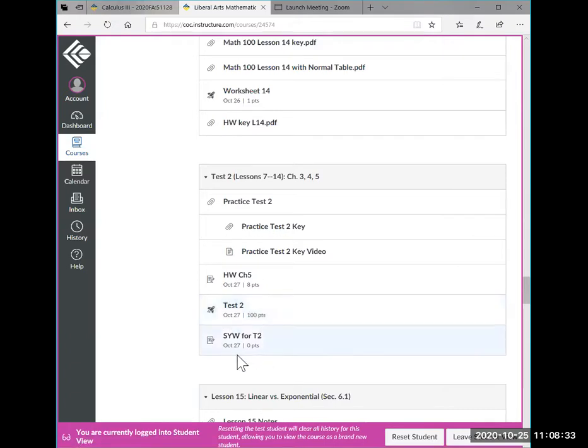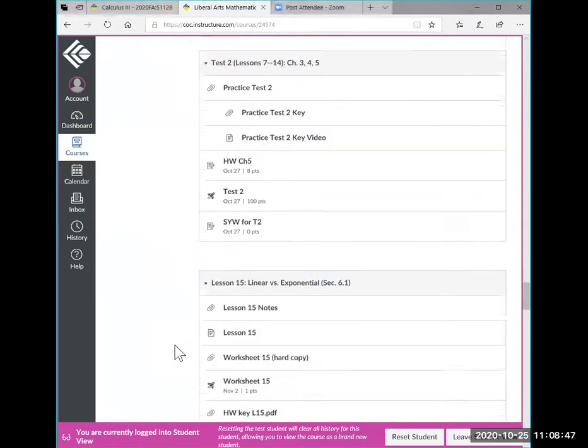And along with it, your show your work for test number 2. This is to be taken sometime during Tuesday. It's going to be available for you for just about 24 hours. So you can choose when on Tuesday to take this, but this must be taken on Tuesday.